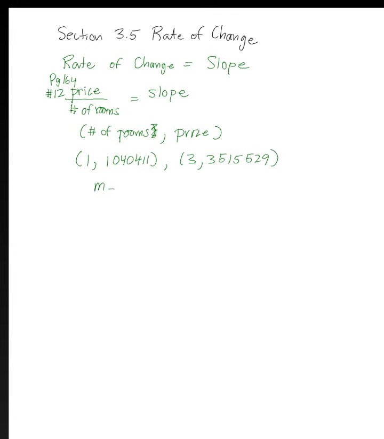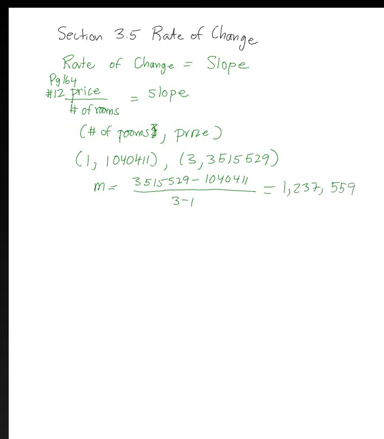So my slope is y2 minus y1 over x2 minus x1. It's 3,515,529 minus 1,040,411, divided by 3 minus 1. Grab my calculator, type that up, and see what I get. According to my calculator, I got 1,237,559.